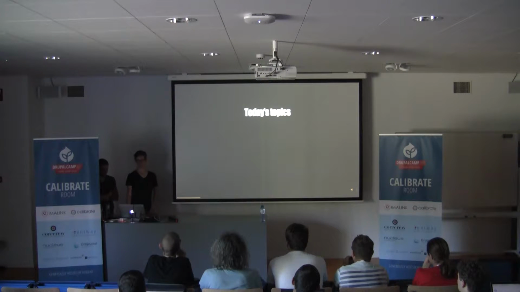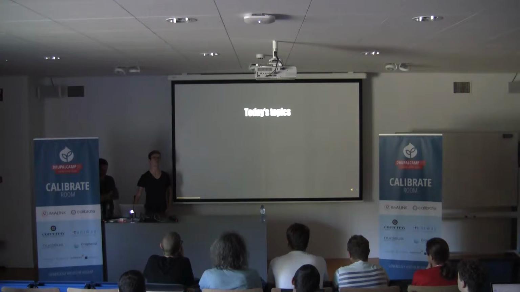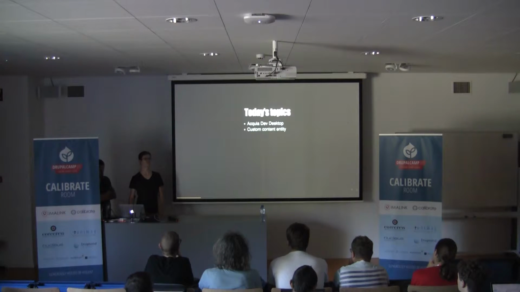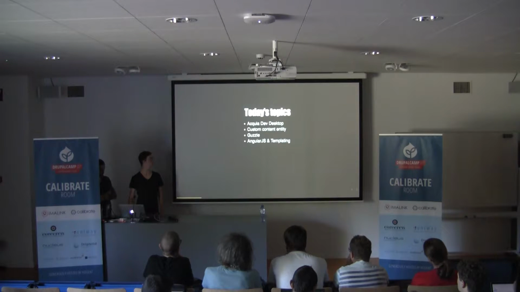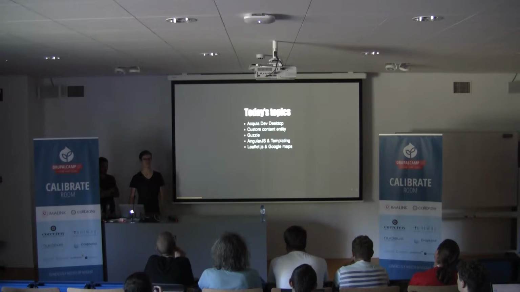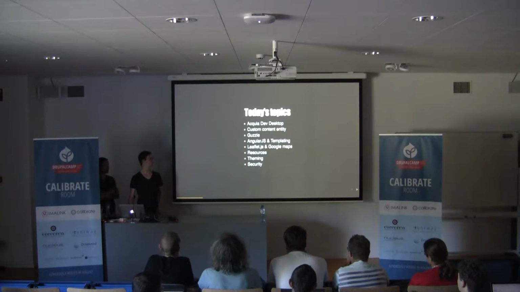So, today's topics. We're going to talk about the environment we used to create Pokémon Locator, which is Acquia Dev Desktop. Then we're going to talk about a custom content entity we created, a small talk about Guzzle, which we also used, AngularJS, of course, and the templating, which is the heart of our application. Leaflet and Google Maps, which is also used because it's a map. And then resources, a little information about theming, and security, which is also important, of course.